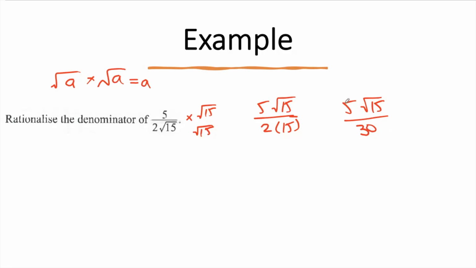Noticing that 5 and 30 are both divisible by the number 5, we can divide them both by 5. So 5 divided by 5 is 1, so we have 1 root 15, or root 15, on the top. And 30 divided by 5 is 6. So the answer is root 15 over 6.